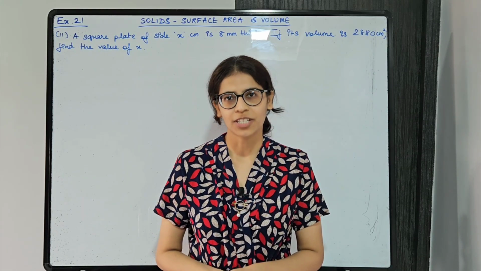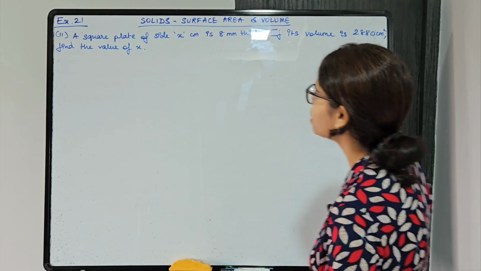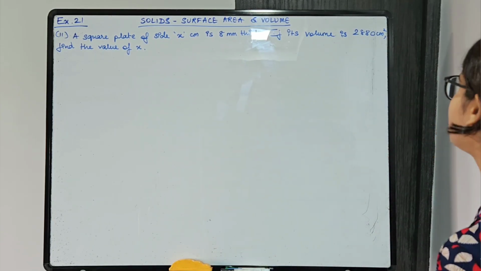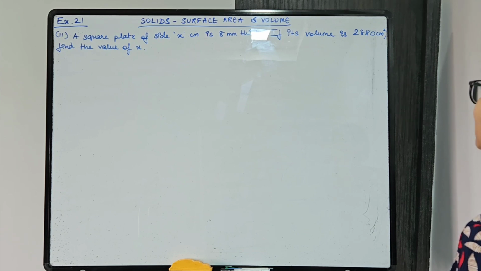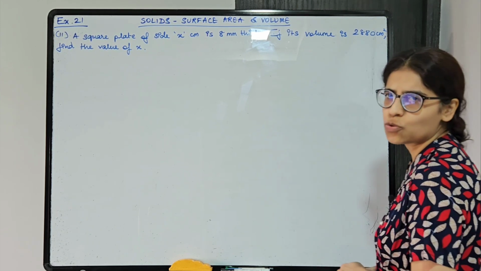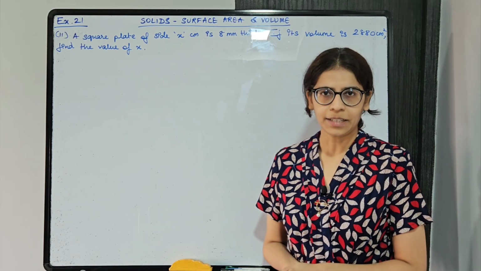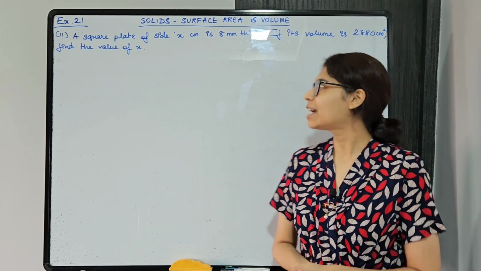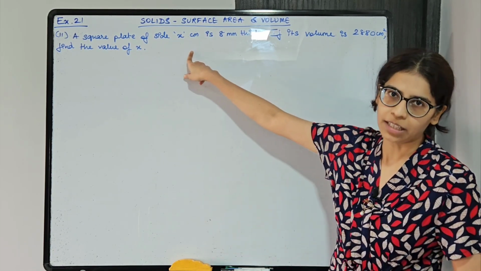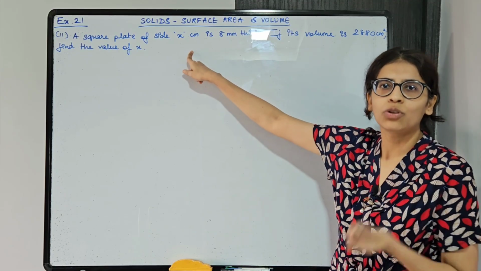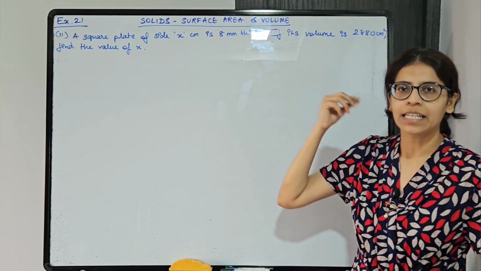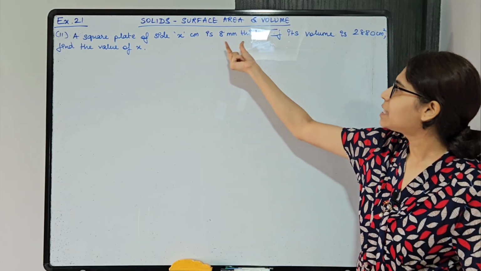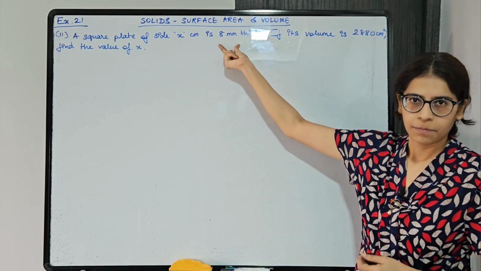Next question, question number 11. A square plate of side x centimeter is 8 mm thick. If its volume is 2880 square centimeter, find the value of x. Extremely easy students, there is a square plate, okay, and this square plate has side x centimeter. What is the side? We don't know, we need to find out. So square plate has side x centimeter and is 8 mm thick.